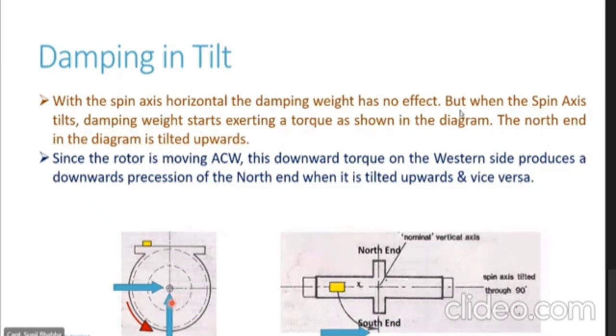Before the repetition, beta, is it making sense? Now understood the damping precession?